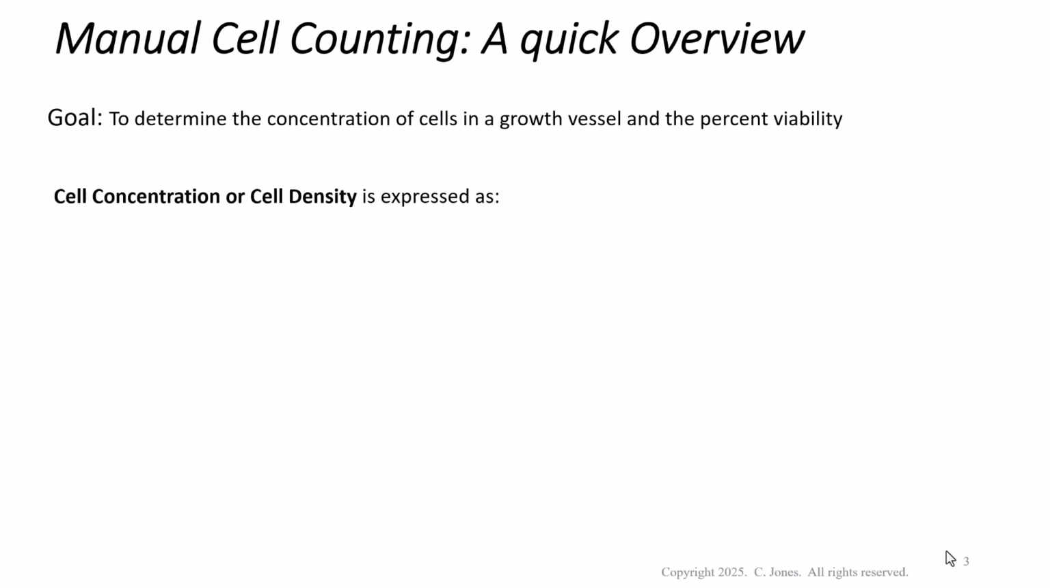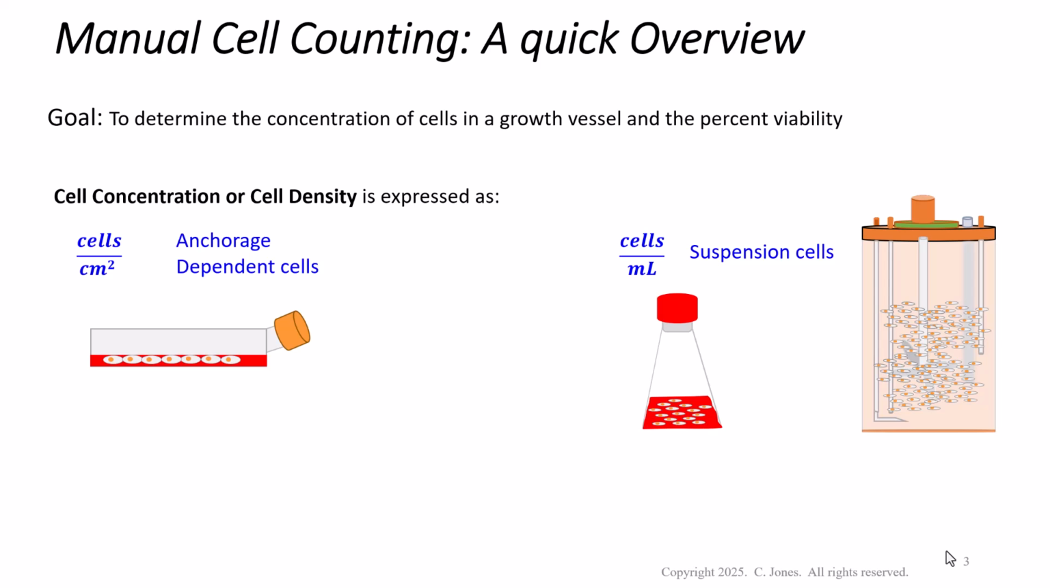So let's get started with an overview of manual cell counting. The goal here is to determine the concentration of cells in a growth vessel and the percent viability of those cells. Cell concentration, also known as cell density, can be expressed as cells per centimeter squared if we are dealing with anchorage-dependent cells where we have to worry about the surface area of the vessel that the cells are growing in. Or in the case of suspension cells where we're growing them in a shake flask or a bioreactor, we want to calculate the cells per mL.